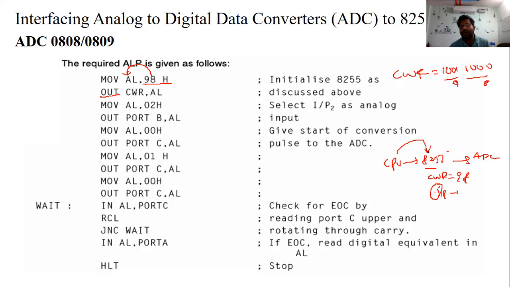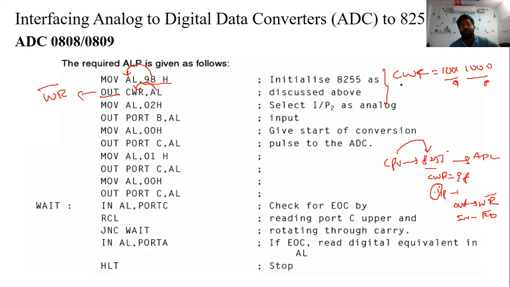So out means a write instruction. In means a read instruction. Simply, you just assume it is an output device. So out: whatever information is in AL is stored into the CWR output device. Out is nothing but the write.